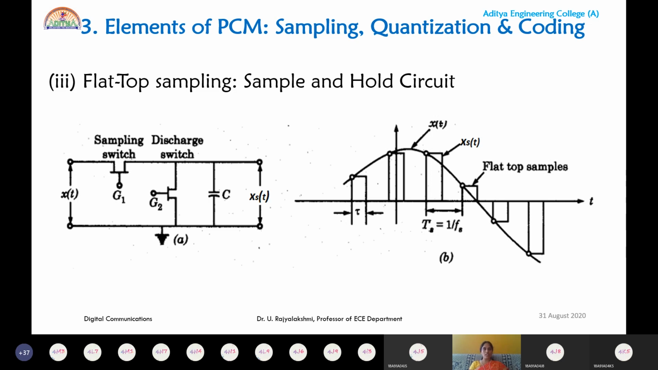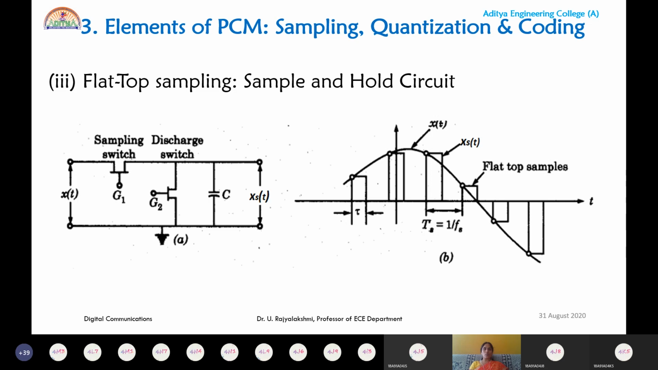So the sampling intervals are provided with a sampling rate of greater than or equal to 2 fm. G1 is called the sampling switch because it is made on at sampling intervals. And why is G2 called the discharge switch? Because after every time interval of tau from the sampling interval, G2 is made on, so the capacitor gets a path to discharge. That's why this switch is called the discharge switch. This capacitor is called a hold capacitor because it holds the same magnitude of x of t from the sampling instant for a duration of tau.